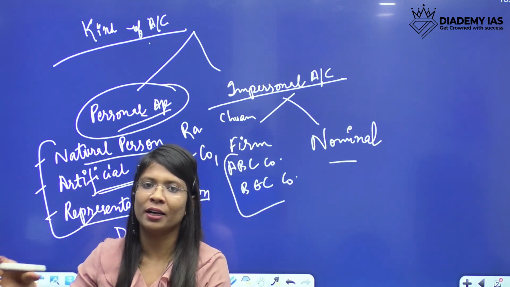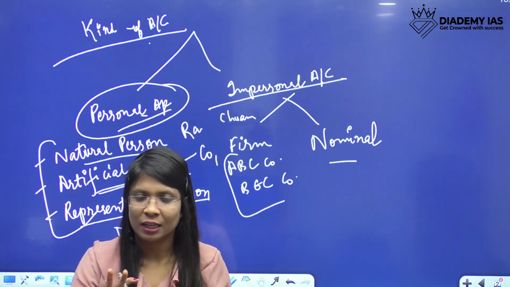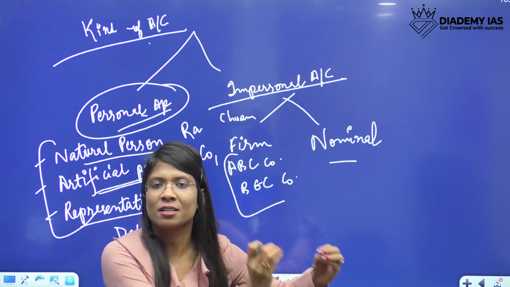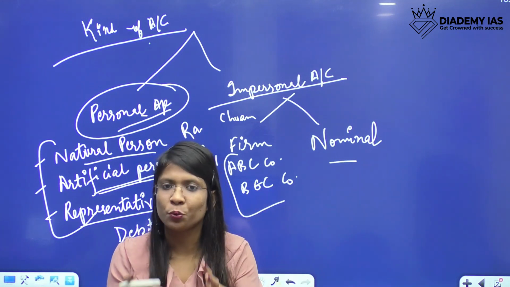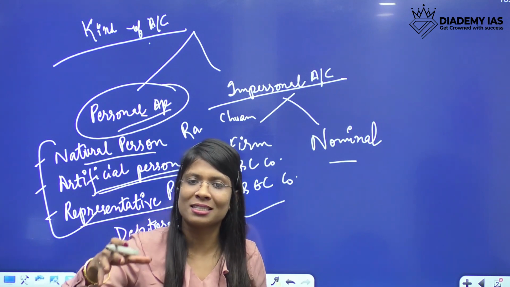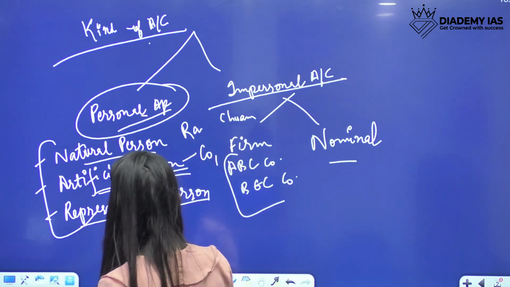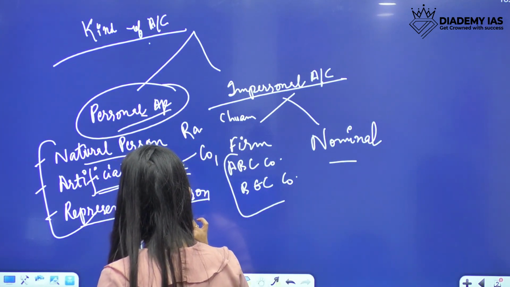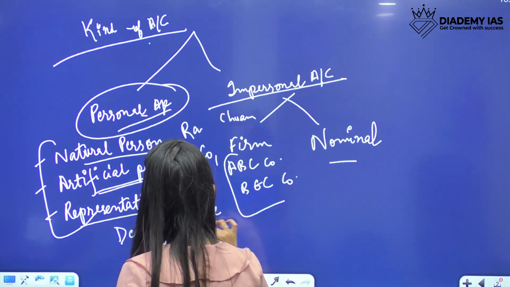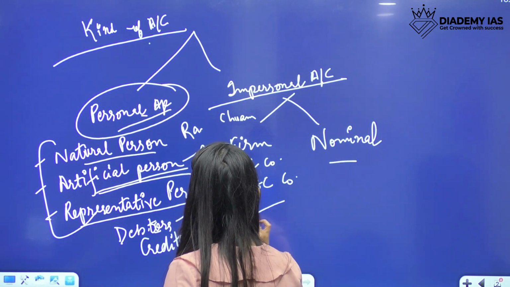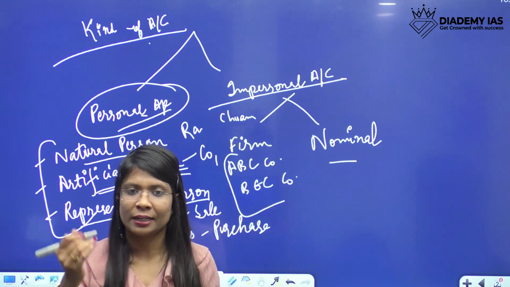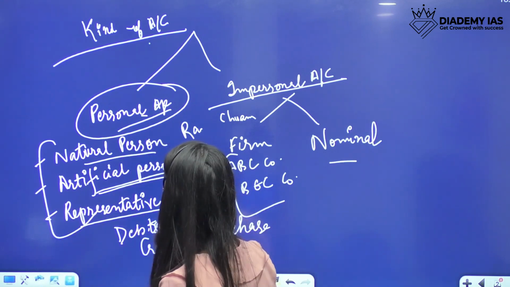So debtors would be representative of certain persons, so they will be under personal accounts. Does that make sense? They represent certain persons, so they would be termed under personal accounts. Same is the case with creditors. Debtors are for sale. Creditors are for purchase. Right? Debtors, creditors.